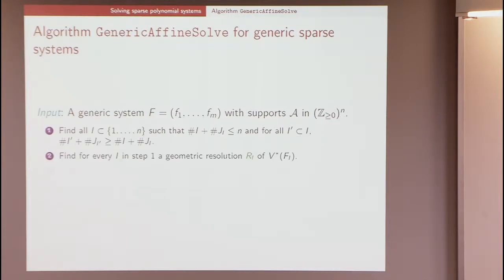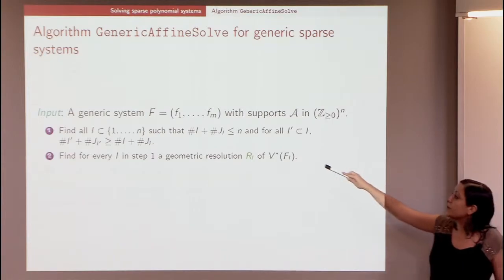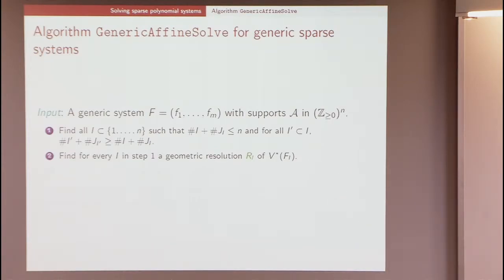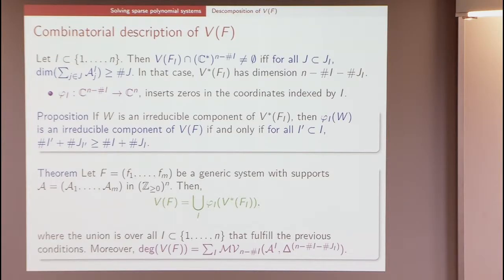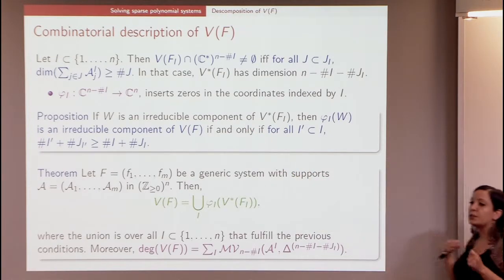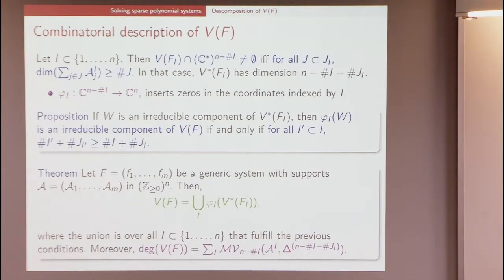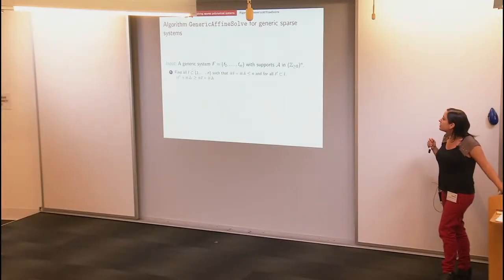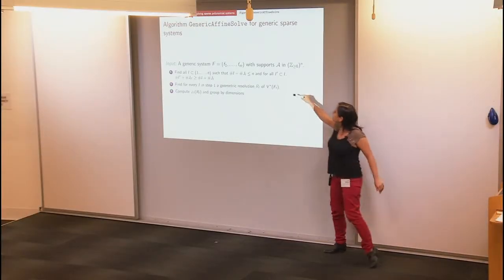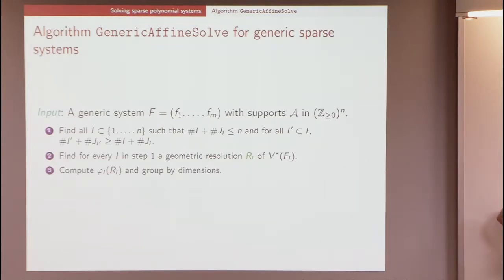Then for every one of the sets I that fulfill those conditions, we find the geometric resolution of this variety, and in doing that we use the pre-processing that I was mentioning before, that in particular allows us to decide if the first condition is going to be true or not, because that first condition is equivalent to the mixed volume of the set of supports of this system here, completed with simplices, being 0 or not being 0.